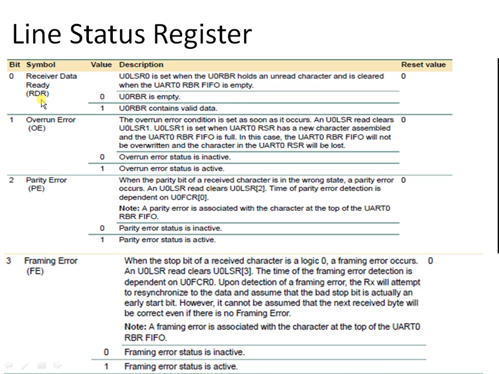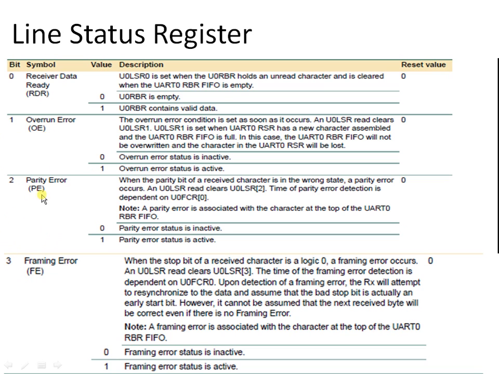The first bit is RDR, which is receiver data ready. Whenever the receiver buffer holds a character, the UART will intimate the processor regarding that character. Whenever the UART receives a character, this bit will become 1, indicating that one character is present inside the receive buffer register. If it is 0, it means it is still in the process of receiving the character. When it becomes 1, it indicates that the UART has received a character from the external world, and now that character is present inside the receive buffer register.